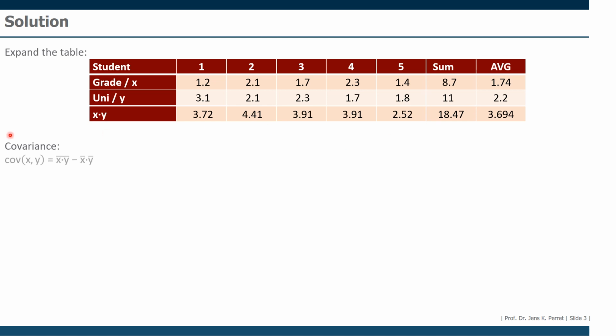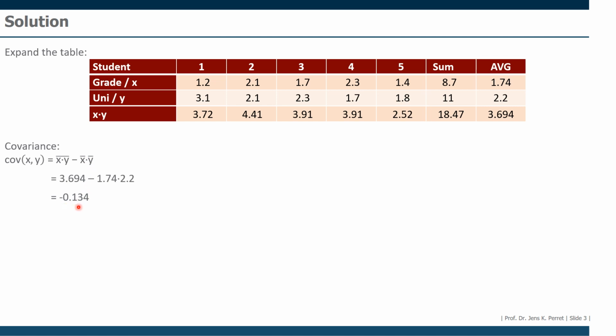Then we can calculate the covariance by simply taking the average of x times y, which is just the last value here, the 3.694. I'm going to subtract the average of x times the average of y. So 1.74 times 2.2, giving us as an end result minus 0.134. Well, the minus tells us it's a negative relation. Those who perform good in school usually perform worse in university, or vice versa.